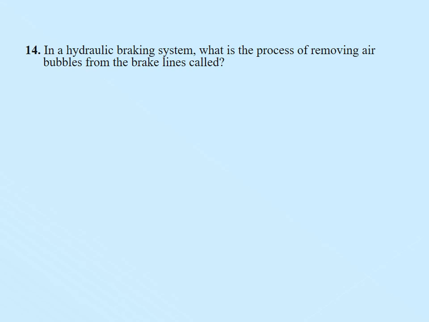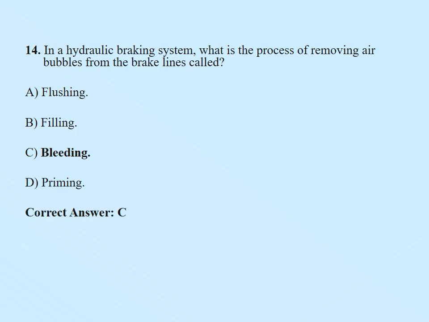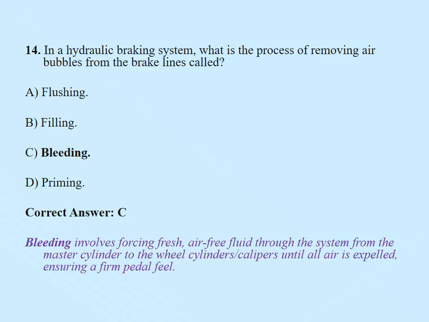Question number 14. In a hydraulic braking system, what is the process of removing air bubbles from the brake lines called? A, flushing; B, filling; C, bleeding; D, priming. Correct answer is C, bleeding. Bleeding involves pushing fresh, air-free fluid through the system from the master cylinder to the wheel cylinders or calipers until all air is expelled, ensuring a firm pedal feel.